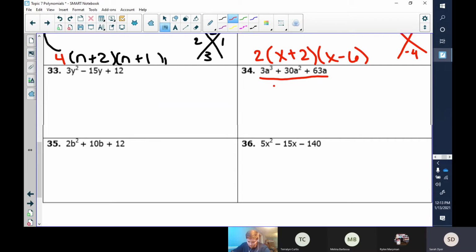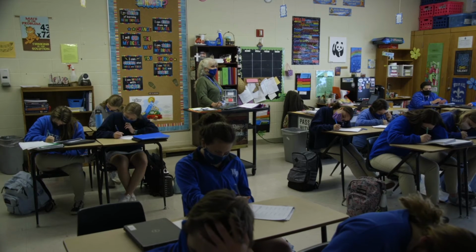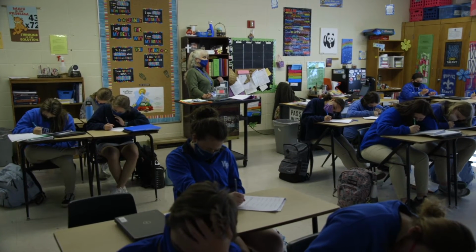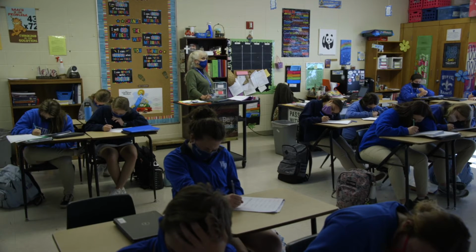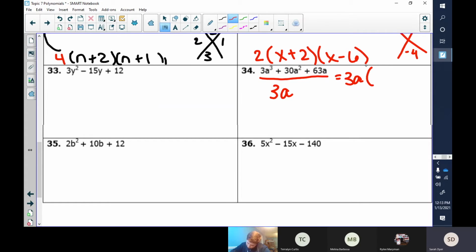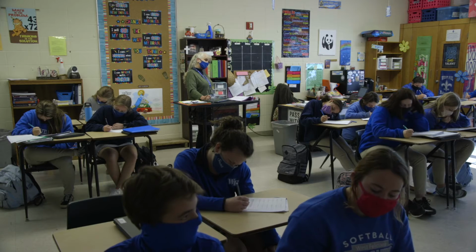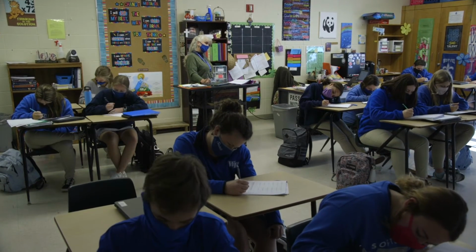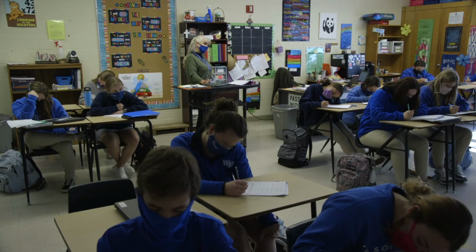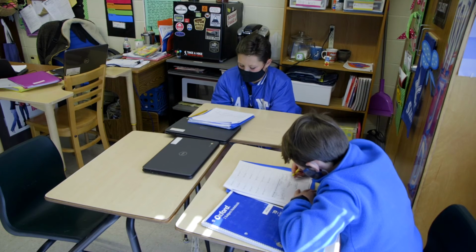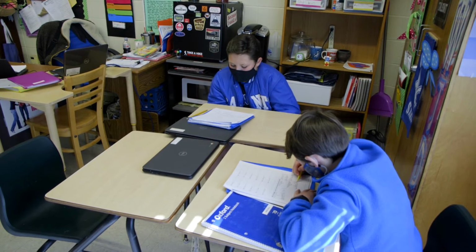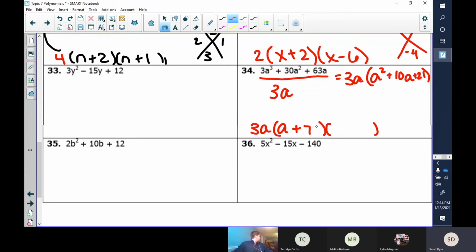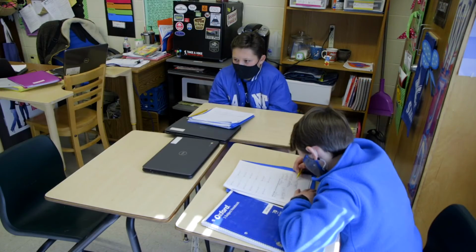3A. 3A. Okay? So since we have an A in every term, an A is common to all of them. So then what's the trinomial after we factor that out? A squared plus 10A plus 21. No, 21. All right, AJ, what do you got? 3A, in parentheses, A plus 7, and then in parentheses, A plus 3.